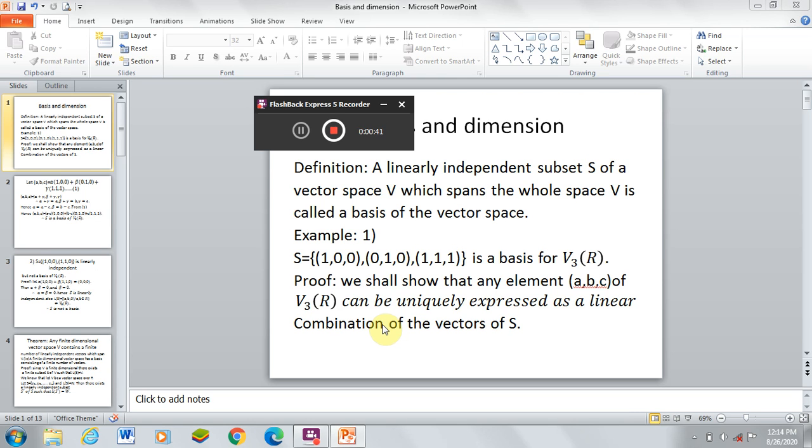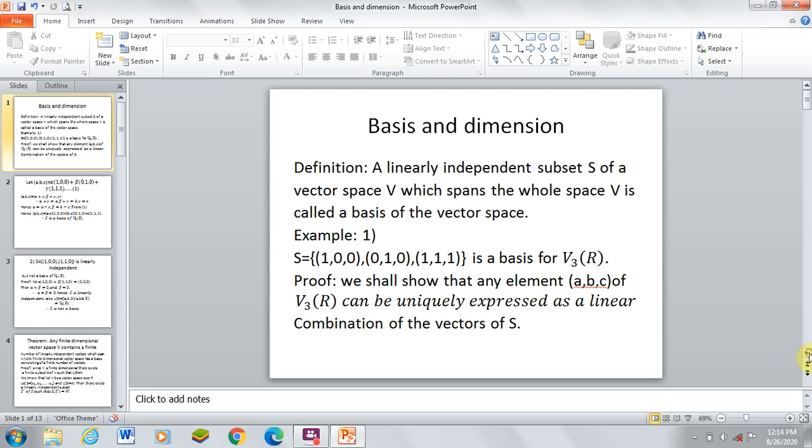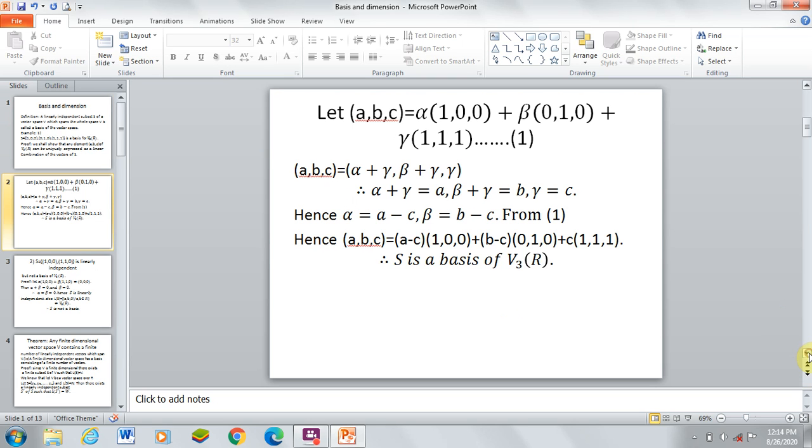Let S equal to the set of vectors (1, 0, 0), (0, 1, 0), (1, 1, 1). It is a basis for V3 of R. Let us see the proof of the example. We shall show that any element (a, b, c) of V3 of R can be uniquely expressed as a linear combination of the vectors of S.